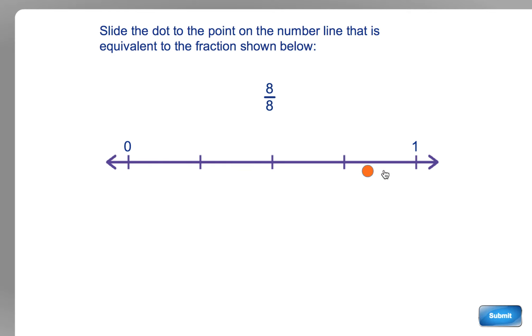1, 2, 3, 4. And of course you can see that 8 eighths is going to be the same as 4 fourths, or the same as 1 whole. Okay? That is how equivalent fractions work.